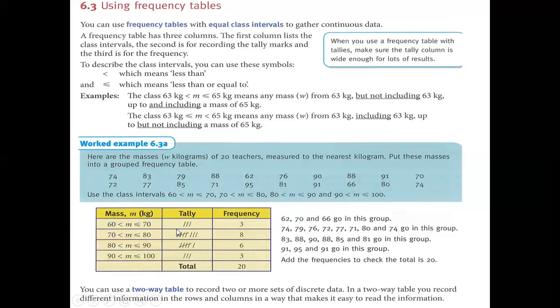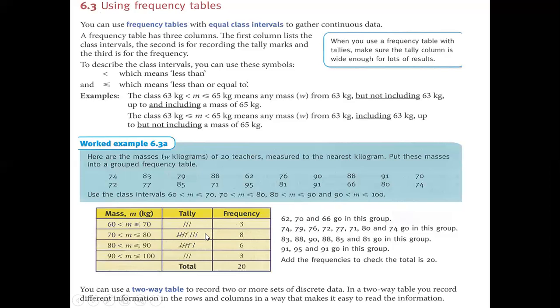Later on, we have a tally chart. First of all, we count how many numbers we have in between 60 and 70. The first number is 62, then 70, then 66. So there are three numbers, so I write three tallies and put three here.